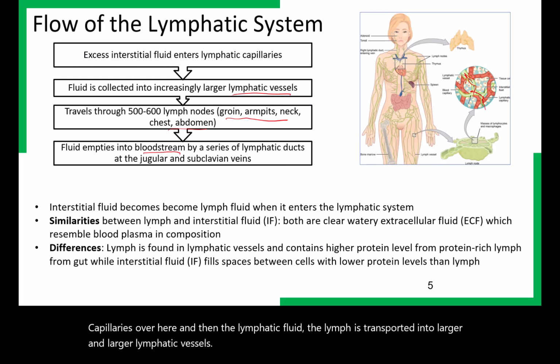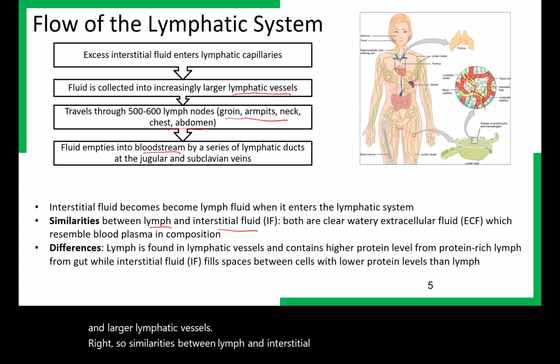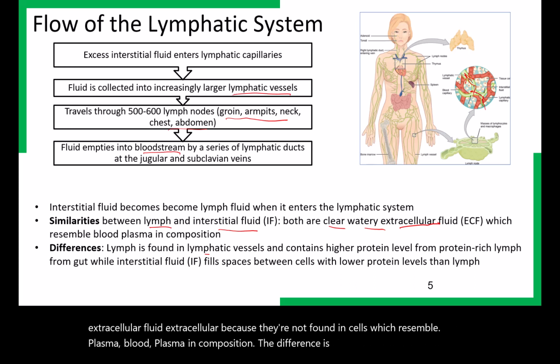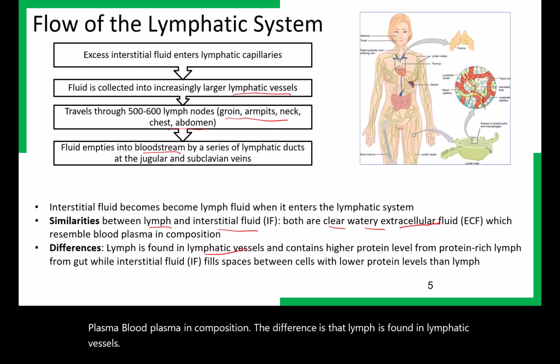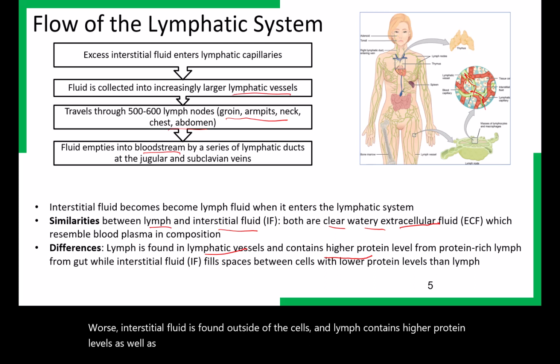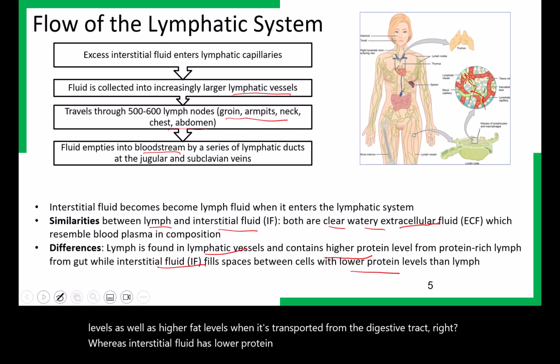The similarity between lymph and interstitial fluid is that both are clear, watery, extracellular fluids, extracellular because they're not found in cells, and they resemble blood plasma in composition. The difference is that lymph is found in lymphatic vessels, whereas interstitial fluid is found outside of the cells, and lymph contains higher protein levels as well as higher fat levels when it's transported from the digestive tract. Interstitial fluid has lower protein levels than the lymph.